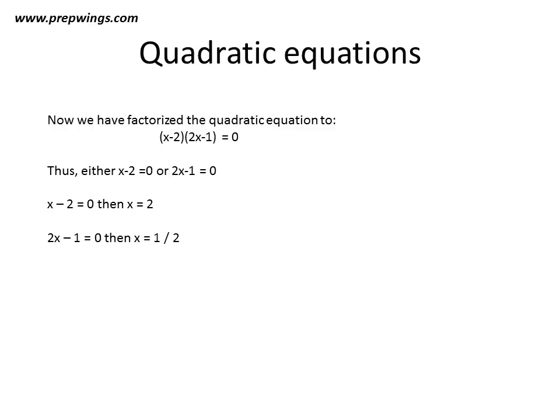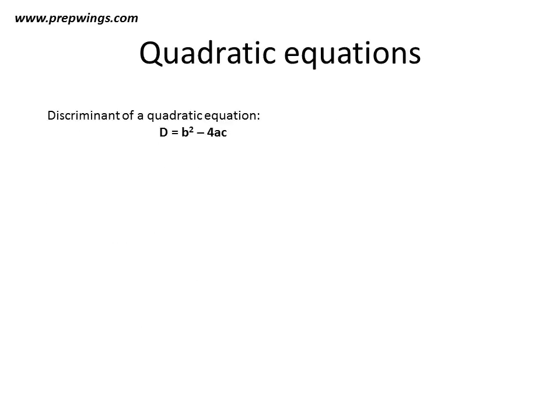Thus either x minus 2 is equal to 0 or 2x minus 1 is equal to 0. So if x minus 2 is 0, then x is equal to 2, or if 2x minus 1 is 0, then x is equal to half. So the roots of these equations are 2 and half. Thus the value of x is equal to either 2 or 1 by 2. Okay guys, so this is how a quadratic equation is solved.